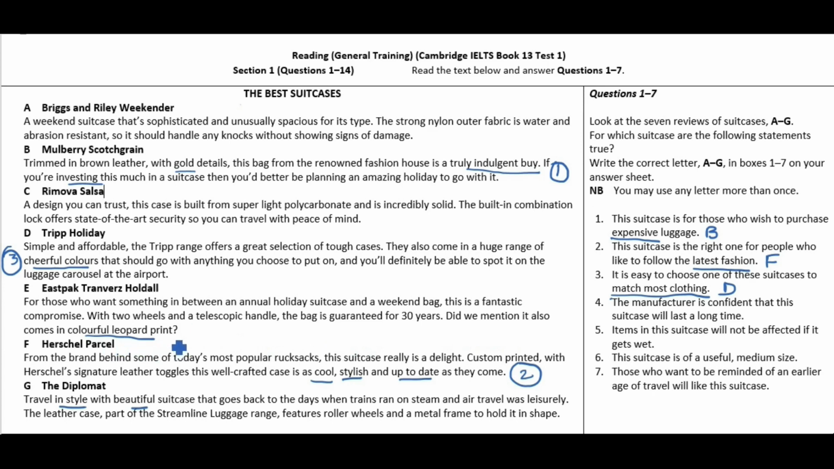The manufacturer is confident that this suitcase will last a long time. Now, there are 2 sets of keywords in this question. One is the suitcase lasting a long time. So we're looking for durability here, something that will not get damaged easily, something that is strong. I do remember reading the word strong when I was scanning the passage for some other question. However, the other set of keywords here is that the manufacturer is confident. That means the manufacturer is saying for sure that the suitcase will last a long time. So we're talking about some kind of a guarantee here that the manufacturer is giving.